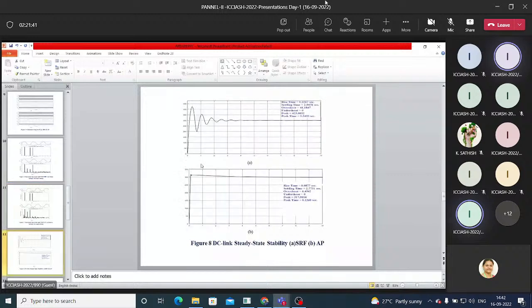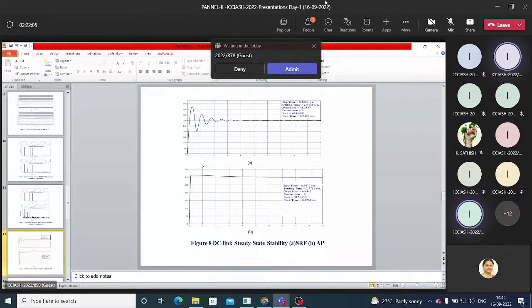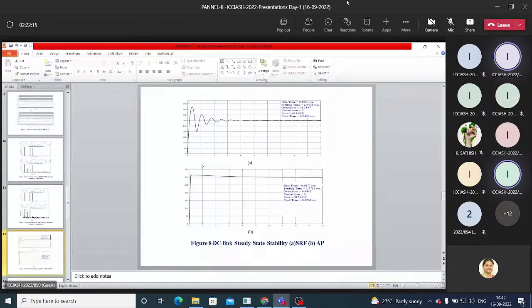Figure 8 shows DC link steady state stability in case of SRF and affine projection. Here we can see the rise time of SRF is 0.1067 second, and in case of affine projection, it comes out to be 0.0877 second. That means the affine projection is better as compared to the SRF. The settling time in case of SRF is 2.9478 seconds, and in case of affine projection it is 2.7731, which is also better as compared to the SRF. Overshoot value is small in AP as compared to the SRF.